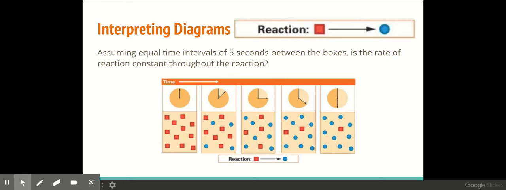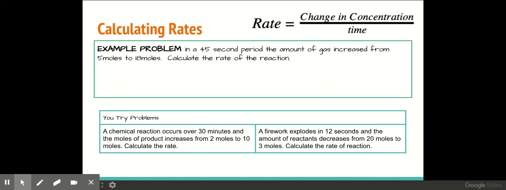seconds between the boxes. Is the rate of reaction constant throughout? Does it look like it's a linear relationship or is it nonlinear? We're also going to be able to calculate the rate of reactions. There are 2 example problems on the bottom, but we're going to work on this one on the top. You should try those other example problems on your own in your own notes or on a scrap piece of paper.